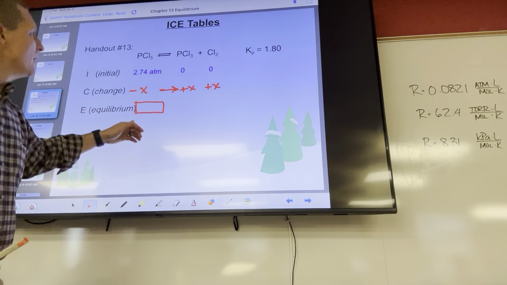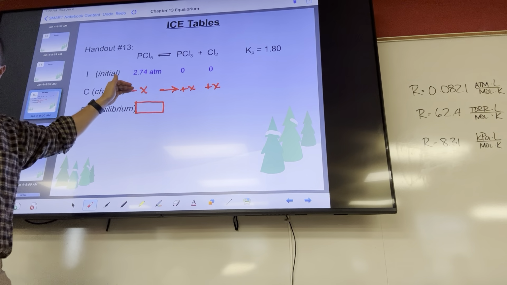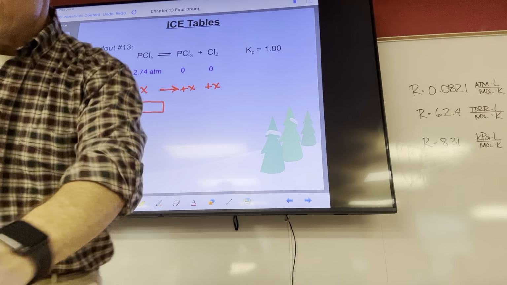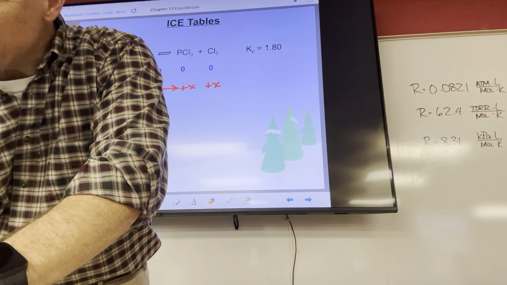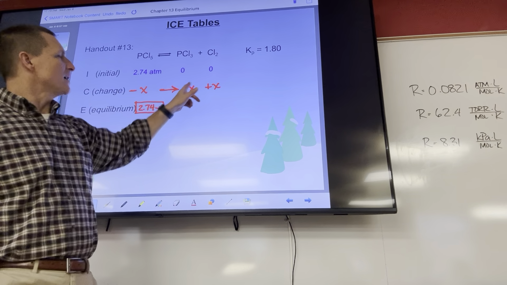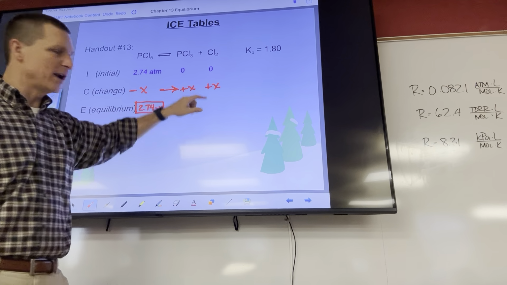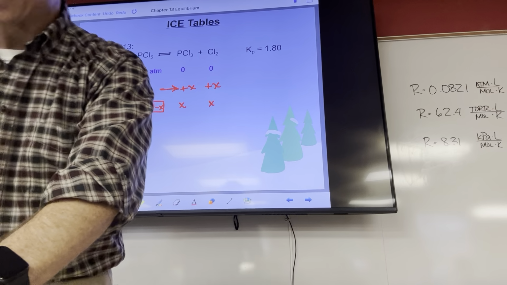Now, I started with 2.74 atmospheres of it. It's going to go down by some amount x. So right now my equilibrium pressure is 2.74 minus x. My products are simple enough. We started with 0 and they went up by x. So at equilibrium, those are both going to be x.